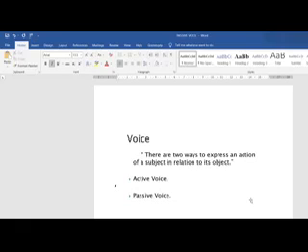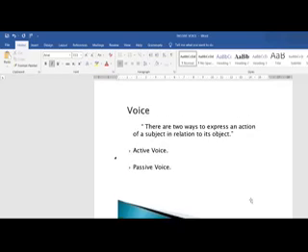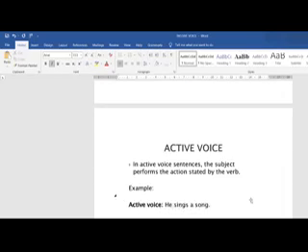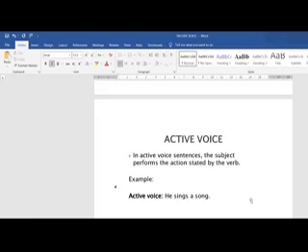So regarding this relation, we can classify it into two groups. One is active voice, another is passive voice. Next, come to the first one, that is active voice. In active voice sentences, the subject performs the action stated by the verb.